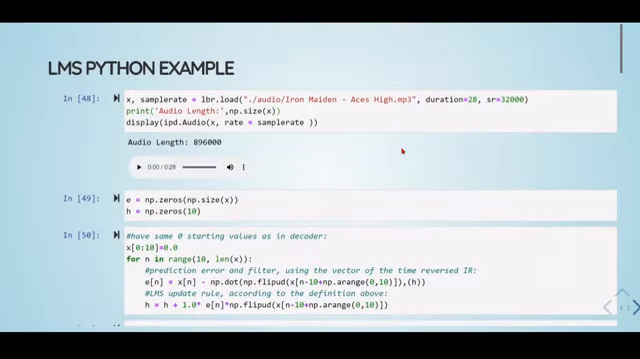We also have an LMS Python example, and we also use Iron Maiden's Aces High.